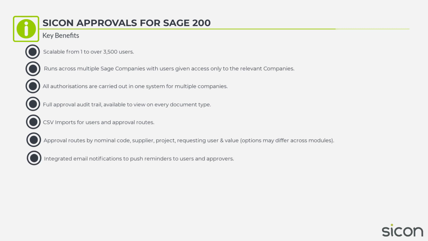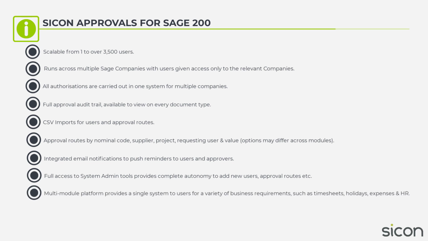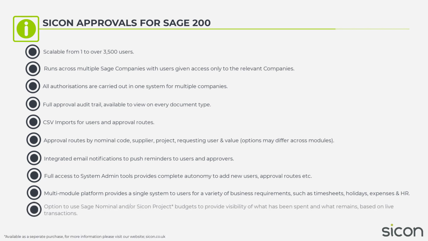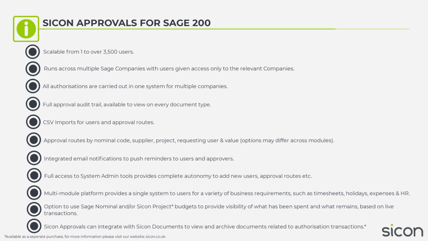Integrated email notifications to push reminders to users and approvers. Full access to system admin tools provides complete autonomy to add new users, approval routes, etc. Multi-module platform provides a single system to users for a variety of business requirements such as timesheets, holidays, expenses and HR. Option to use Sage nominal and/or Sicon project budgets to provide visibility of what has been spent and what remains based on live transactions. Sicon Approvals can integrate with Sicon documents to view and archive documents related to authorization transactions.